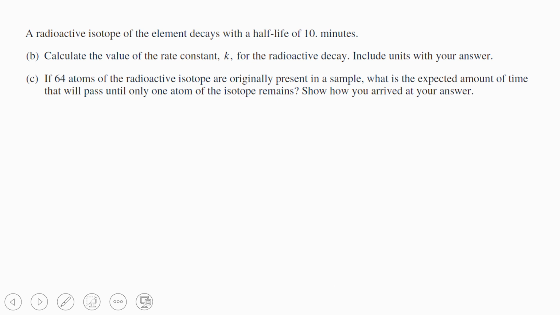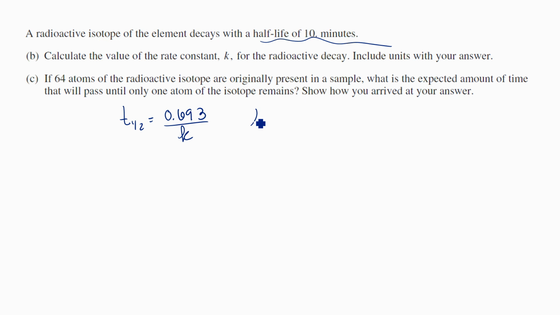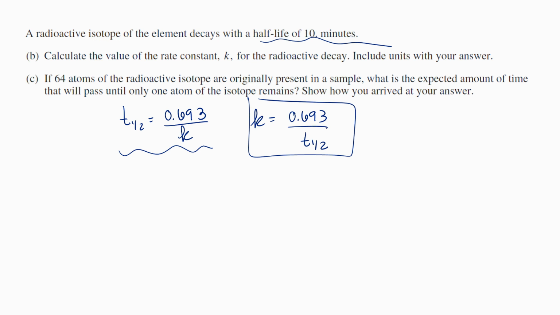And then calculate the value of the rate constant. So whenever you see half-life, then you can go back and take a look at that half-life equation, which is on your equation sheet, that the half-life is 0.693 divided by K, or you can rearrange it where K is 0.693 divided by your half-life. I can't remember which way it shows up on your equation sheet. So we're going to solve for K. Sorry, I'm looking back at my notes here. Yeah, this is the way it shows up on your equation sheet, but we're going to rearrange it like this.